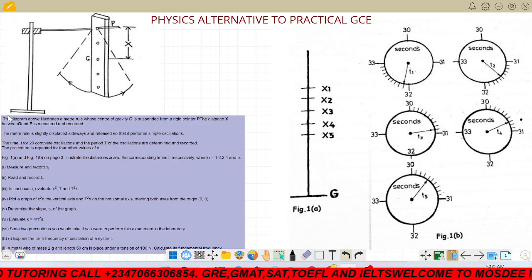So let's see. This says the diagram above is an experiment that is performed, but you are not performing any of these experiments. This diagram above illustrates a metal rule. You can see this is a metal rule whose center of gravity G is suspended from a rigid pointer P. You can see point P up there.